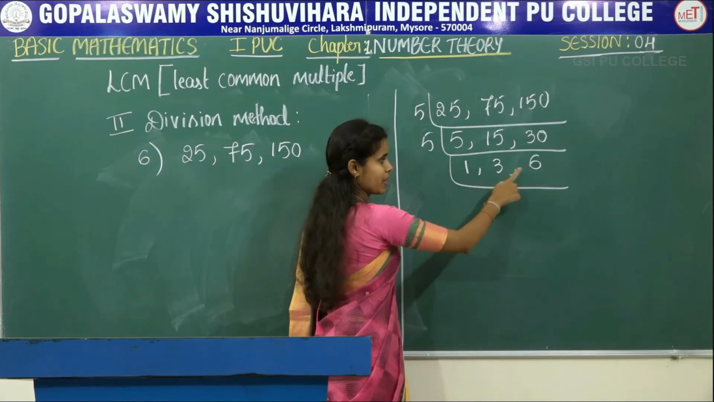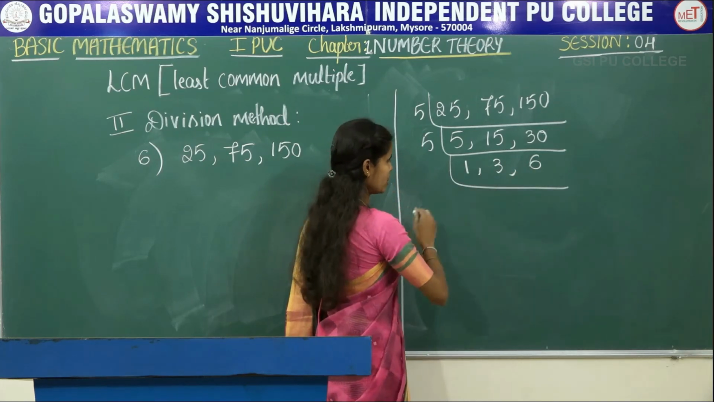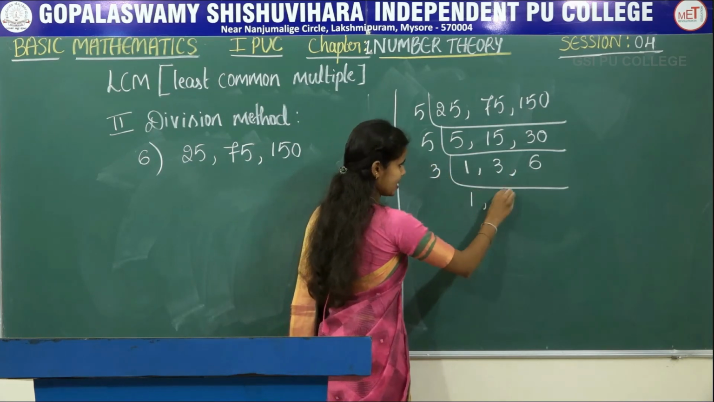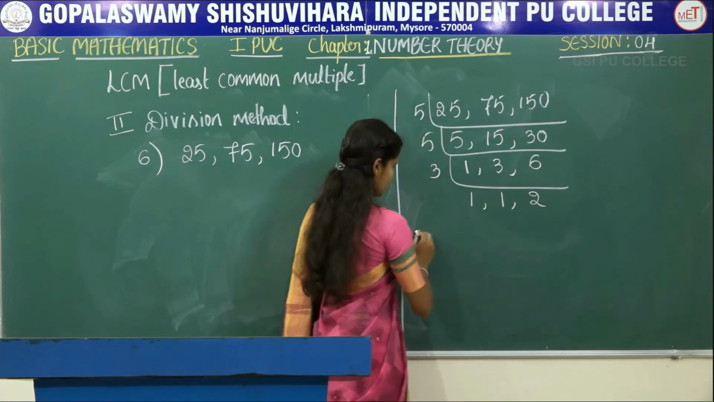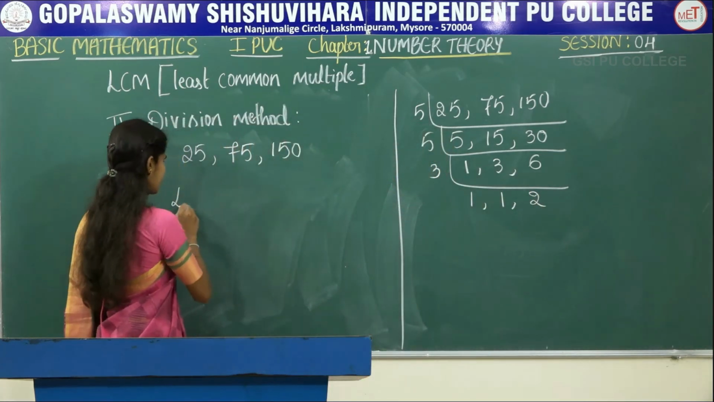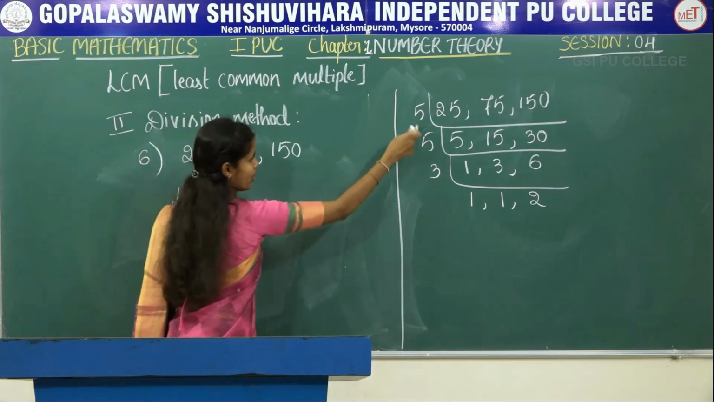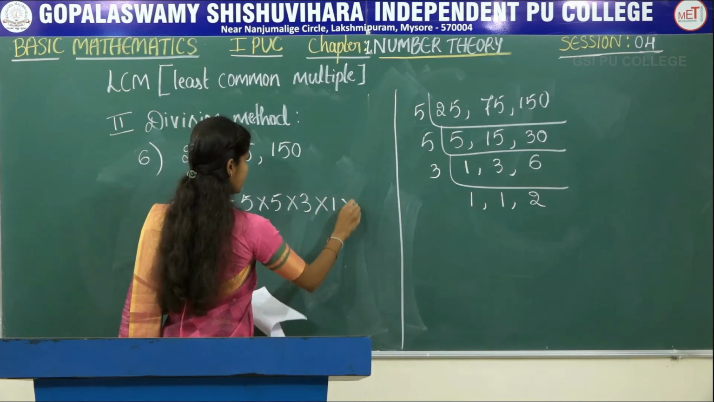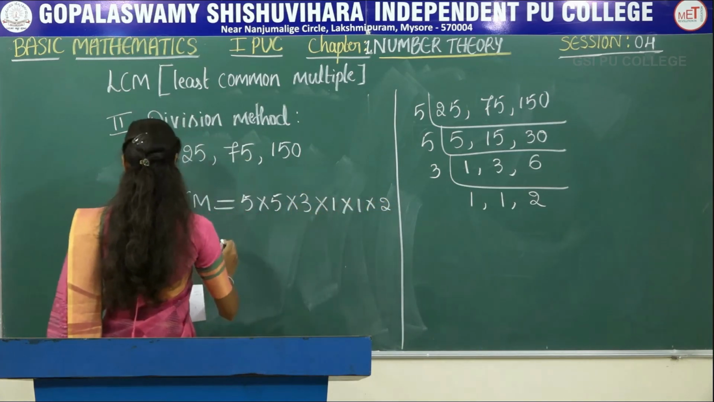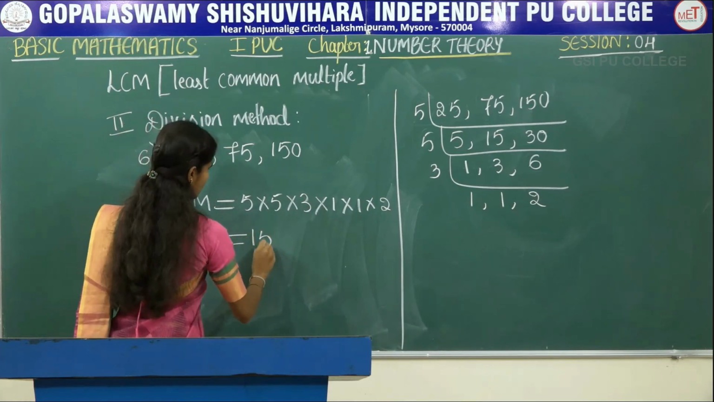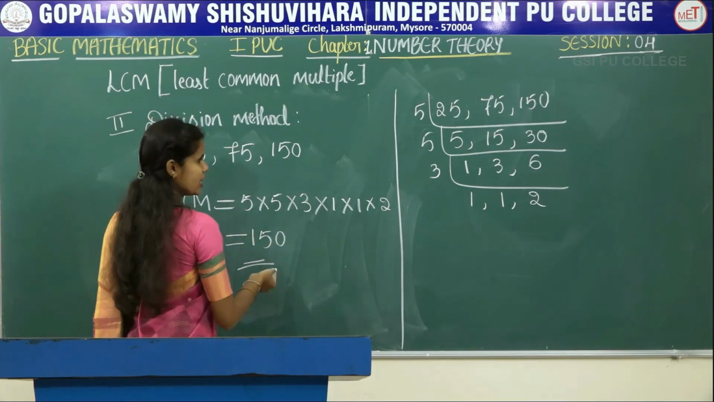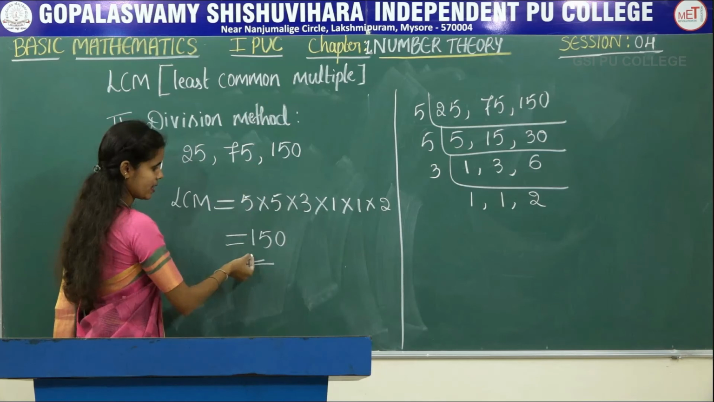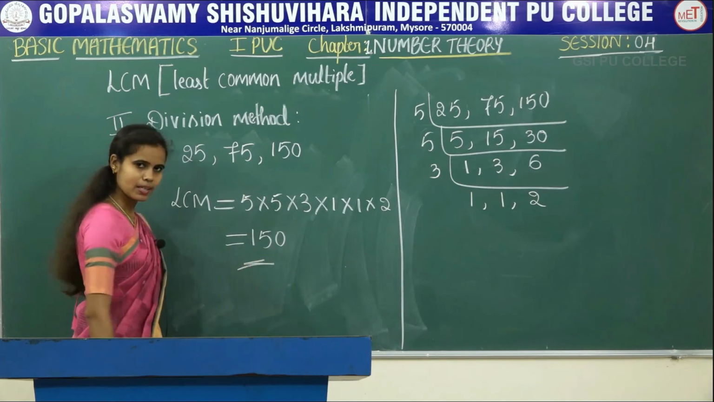So 3 is a prime number, but 6 is not a prime number, it is a composite number. Therefore again divide by a prime number. So 1, write as it is, 3 1s are 3, 3 2s are 6. So now LCM is equal to 5 into 5 into 3 into 1 into 1 into 2 is equal to 150. Therefore the LCM of 25, 75, 150 is equal to 150.